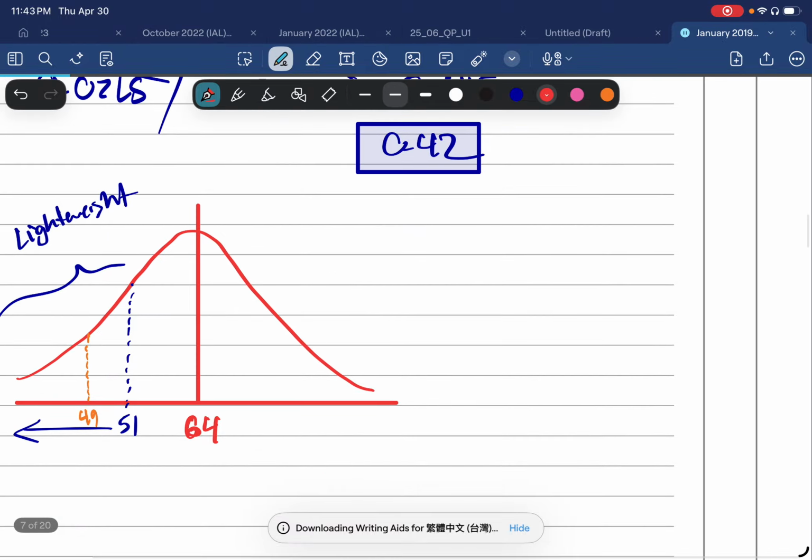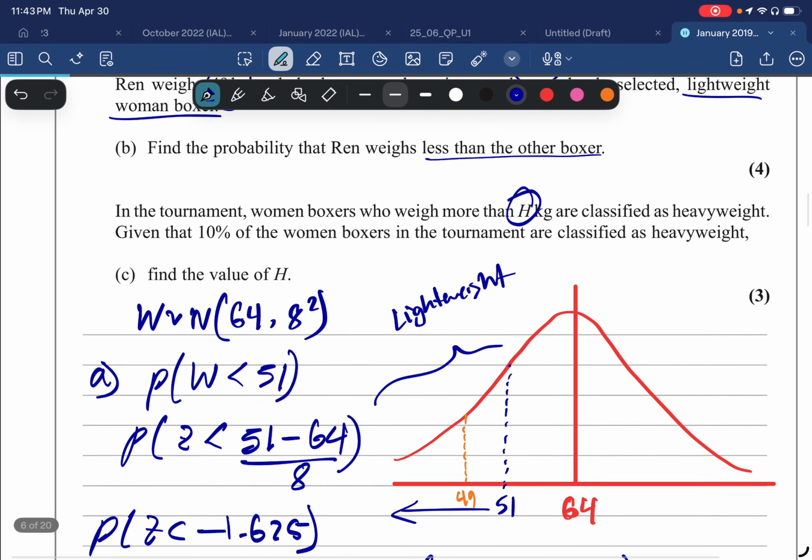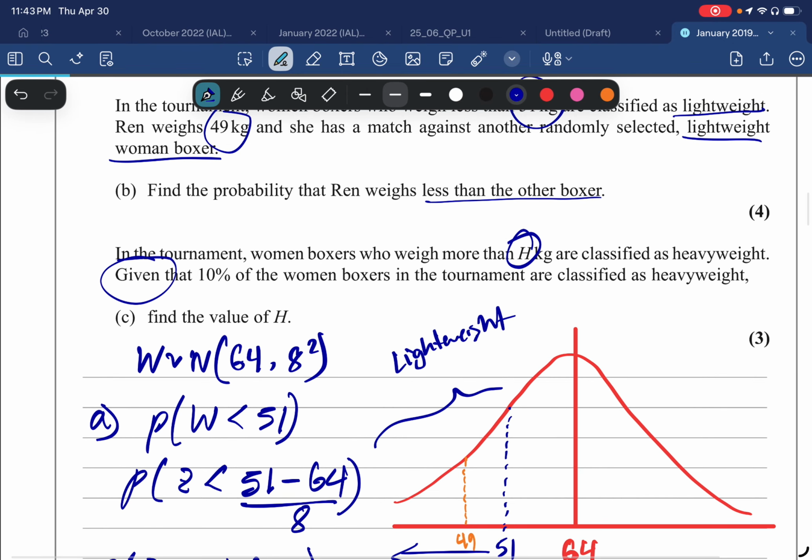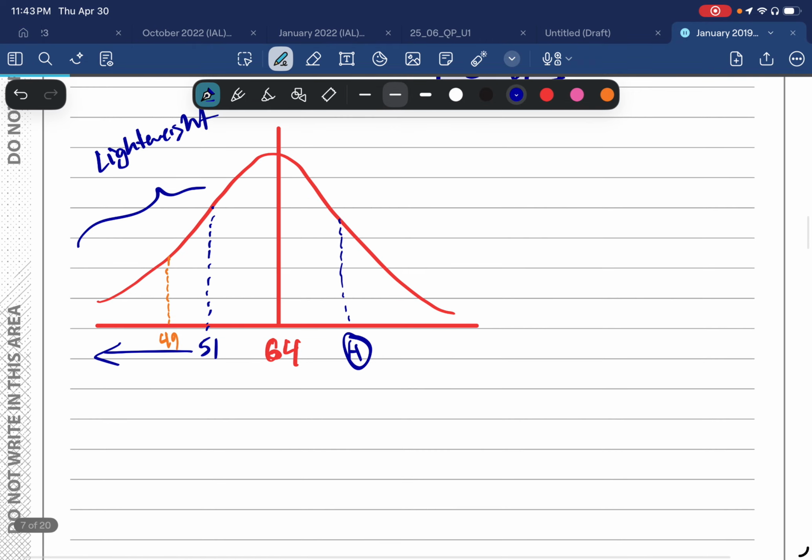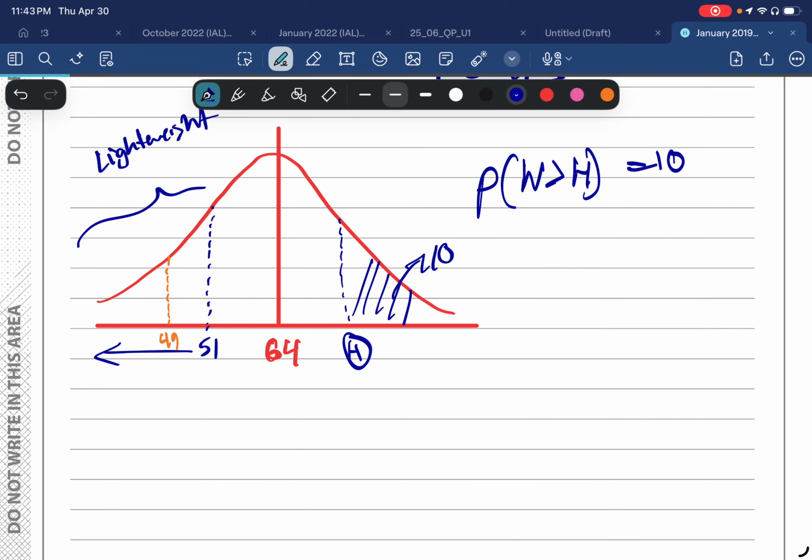So let's say H is somewhere over here. Okay? And it says that given that 10% of the women boxers in the tournament are classified as heavyweight, so you need to have more than this. So this area over here is 10%. So the probability that weight is greater than H is equal to 10%. Probability weight, standardized, is greater than H minus 64 divided by 8 is equal to 10%.